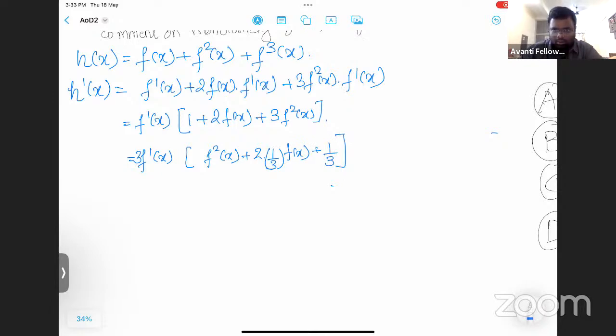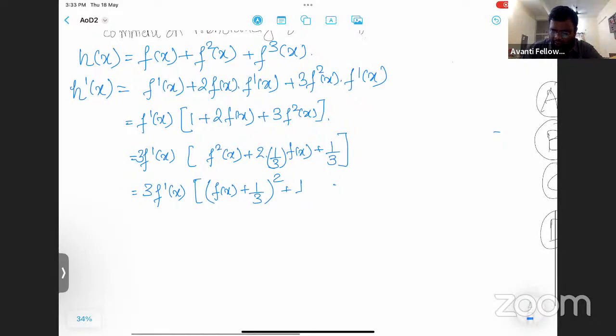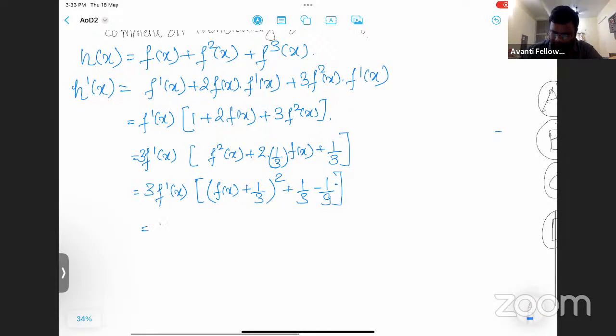Right? Done? Now 3 f dash x times (f of x plus 1 by 3) whole square. So this will give us what? F square x plus 2 f by 3 plus 1 by 9. So 1 by 3 was already there, and I'll subtract 1 by 9. Now it is balanced. Next step, 3 f dash x times (f(x) plus 1 by 3) whole square, plus 1 by 3 minus 1 by 9. 3 minus 1, so this will become 2 by 9.